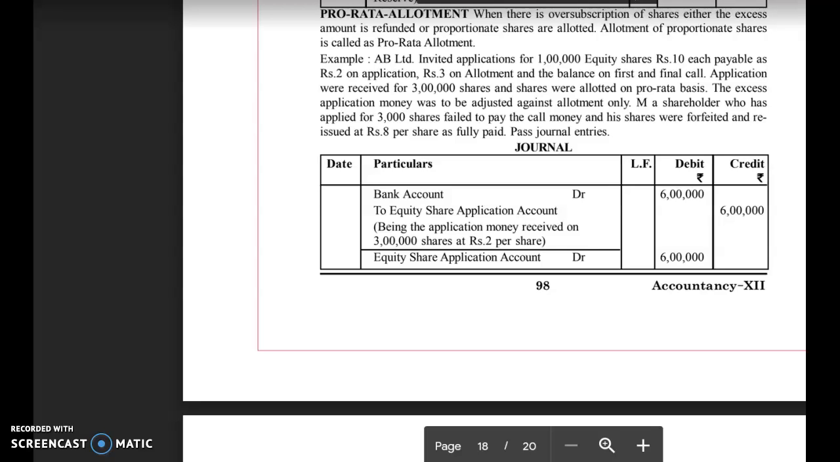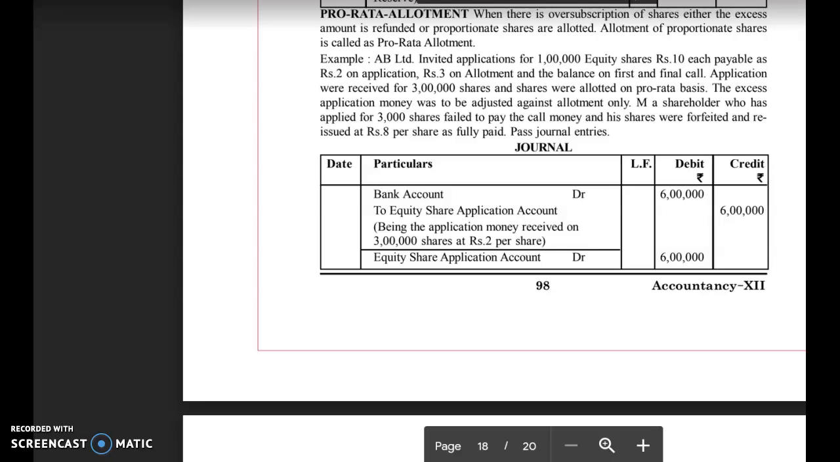I read the statement. AB Limited invited applications for 1 lakh equity shares of ₹10 each, payable as 2 on application, 3 on allotment, and the balance on first and final call. Applications were received for 3 lakh shares and shares were allotted on pro rata basis. Now, first of all, understand that the company had invited applications for how many equity shares? For 1 lakh shares. Now the applications are received for 3 lakh shares. So obviously, automatically, it is a situation of oversubscription.